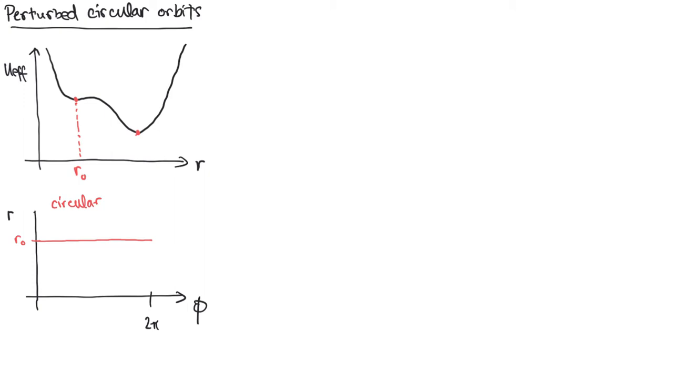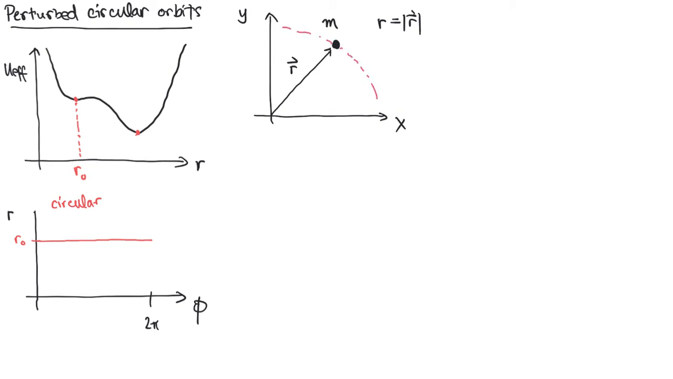Now, maybe I should have started with this, but let's specifically think about a one-body system in which we have, in the xy plane, an object, let's call it a mass m, some distance from the origin, so we have a position vector r, and r, the non-vector r, is equal to the magnitude of r. So if this object is moving in a circle around the origin, that circle will have a radius of r.